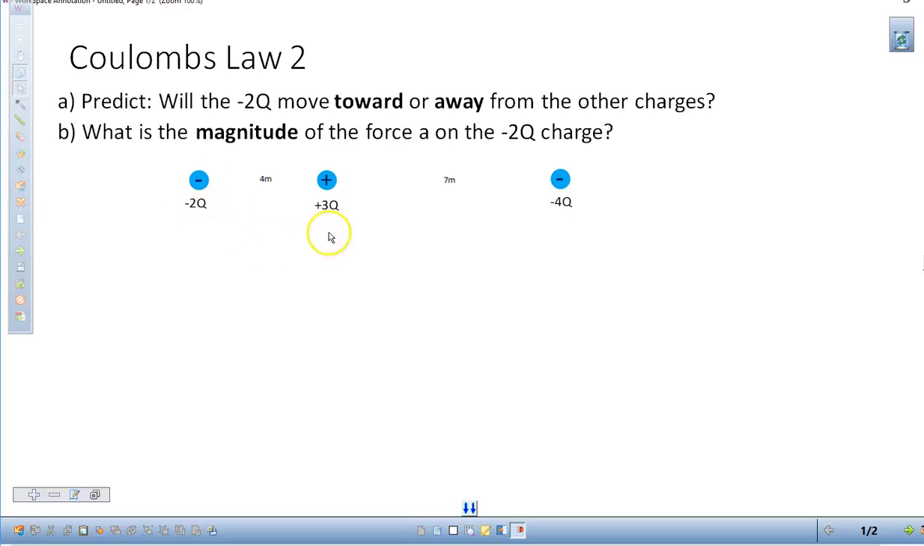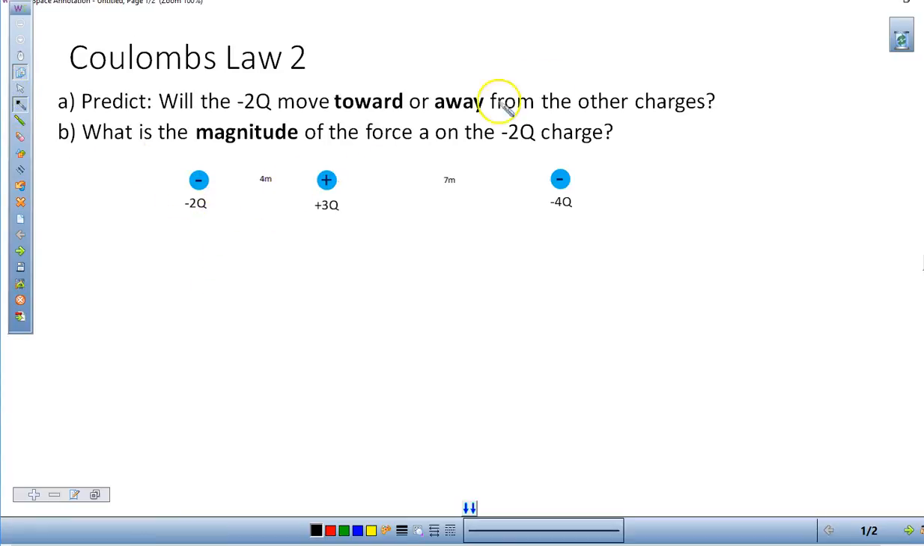We have a negative charge, positive charge, negative charge. And the question is, what's going to happen here? Just speaking conceptually, this being a negative charge, it is going to be drawn toward this one, but pushed away by that one. So the question is, is this going to be pushed away or drawn toward? And how big is that value? That's what we're going to calculate in this problem.